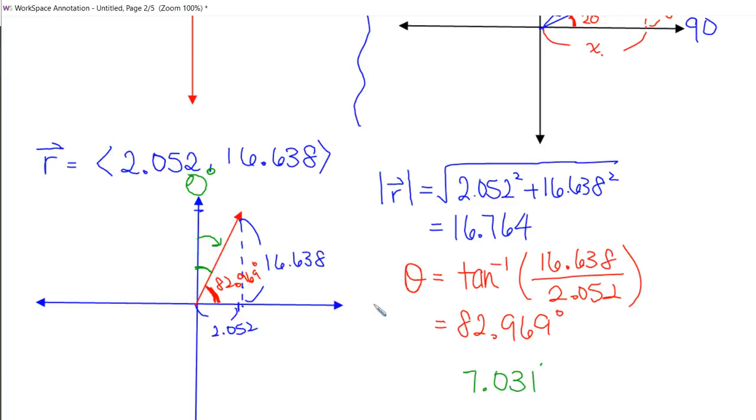And remember the notation that we had: theta with subscript r, my angle for the resultant vector, that's how I'm going to notate it, and that's how I know your true answer is going to be 7.031. So we found our magnitude and our direction for this one.